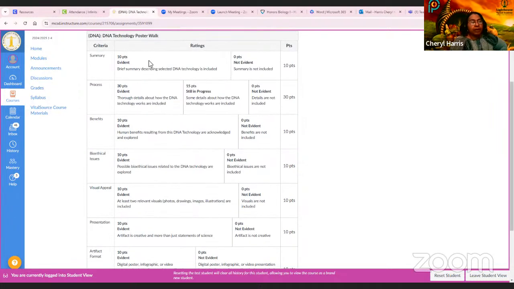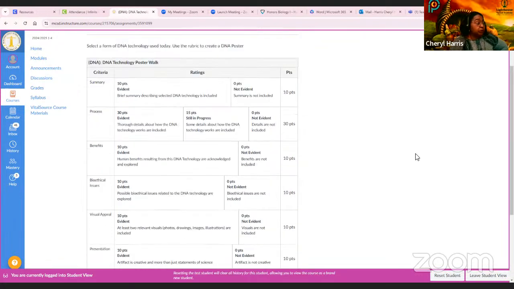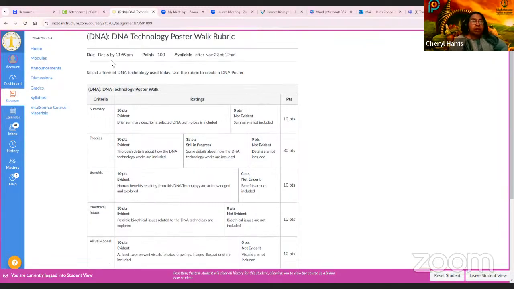You can break that down into a title slide and then a slide that defines your technology with a picture. Then you can have a slide that has the human benefits and bioethical issues. That could be one slide together because that's not a lot of information. And then everything else is just pictures and neatness. So use the rubric to help you decide. Maybe I'll go back and put that in there. Let me go back and edit this so that everybody's going to be neat about this.